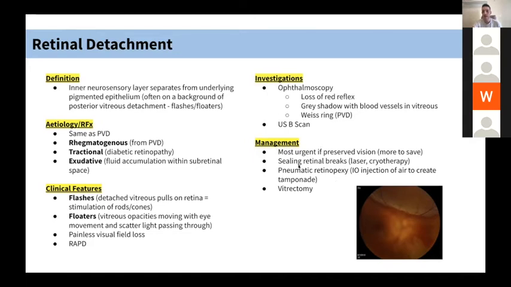With management, it's most urgent if they've got preserved vision, because if their vision isn't actually affected yet, you can save their vision, but if not, it's a little bit harder. There's lots of different surgeries as well. I wouldn't try and memorize any of these, but just know there's a few different therapies that you can do to stick the layers back together. So don't get too worried about that.